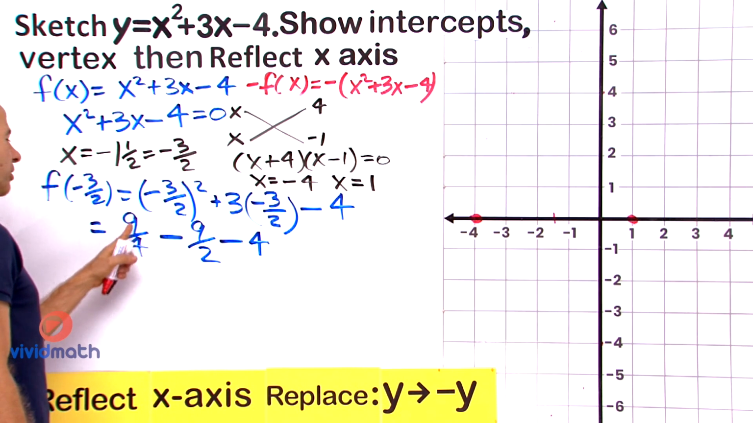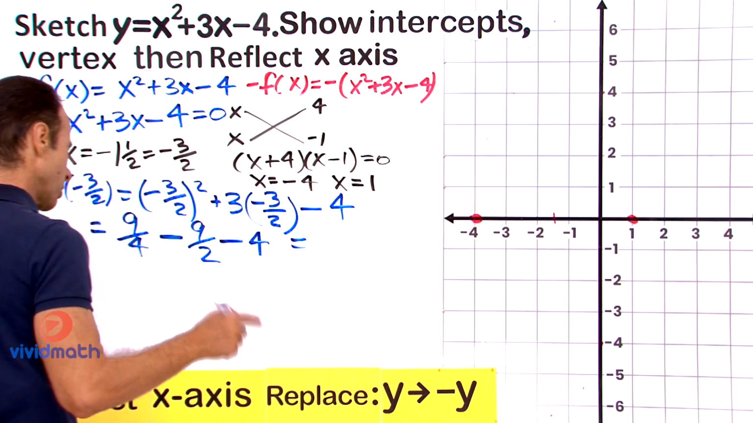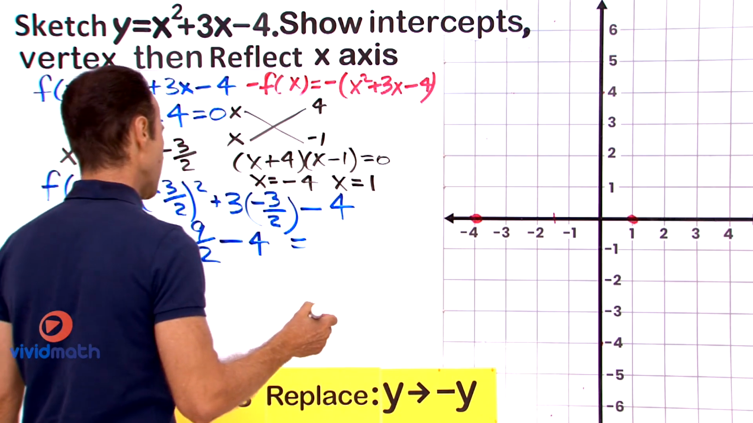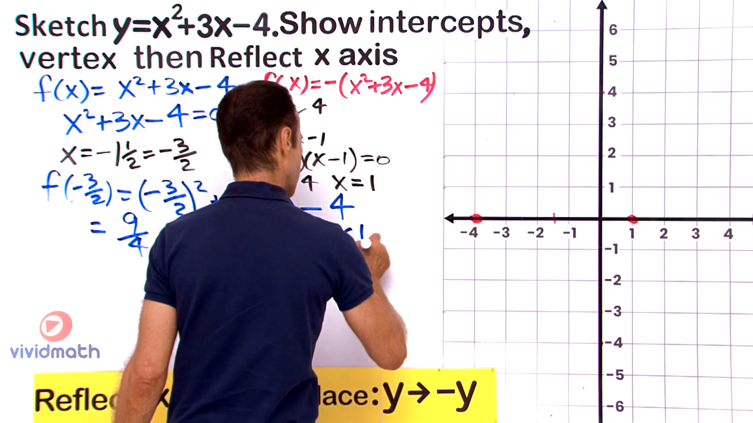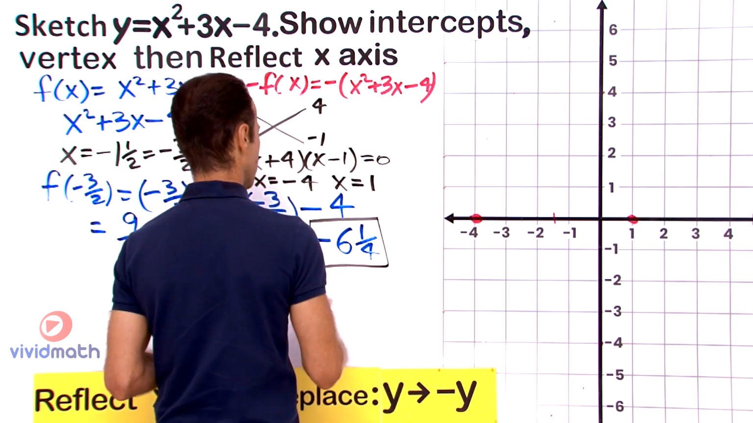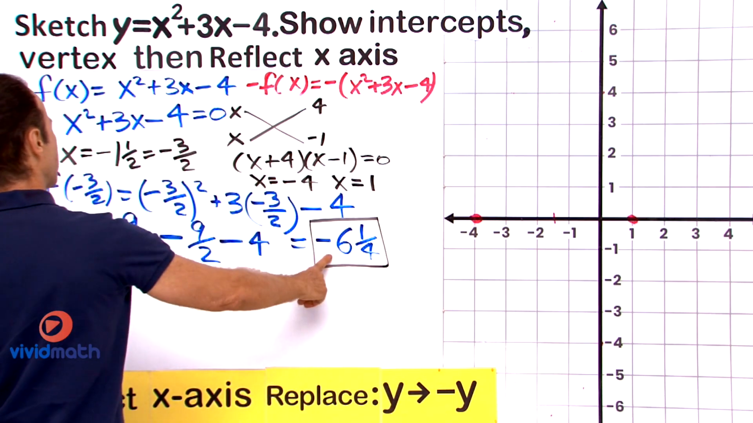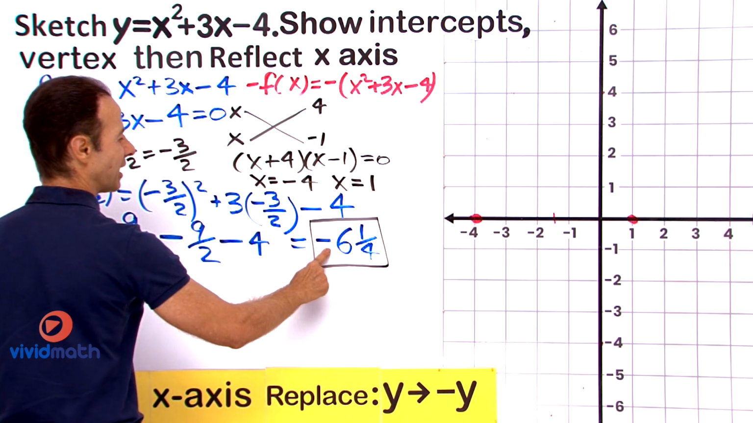So on your calculator, 9 on 4 minus 9 on 2 minus 4. As you work it out, it's going to give you a negative number. It's going to be negative 6 1/4. All right, negative 6 1/4. When is it going to be negative 6 1/4? When x equals negative 3 on 2, y is going to be negative 6 1/4.